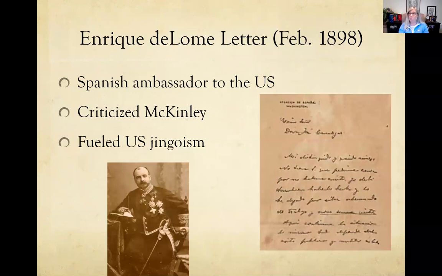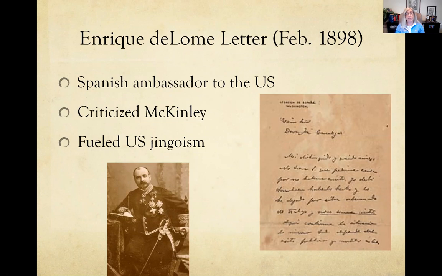About that time, February of 1898, look at the timing of this. So February of 1898, Enrique de Lome, who is the Spanish ambassador to the United States, is writing a letter back to Spain. And he is incredibly critical of William McKinley, calls him a weak and stupid man.